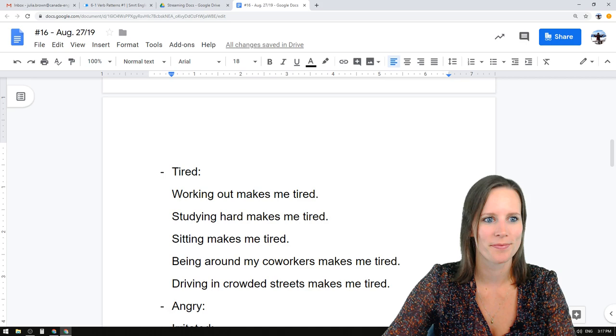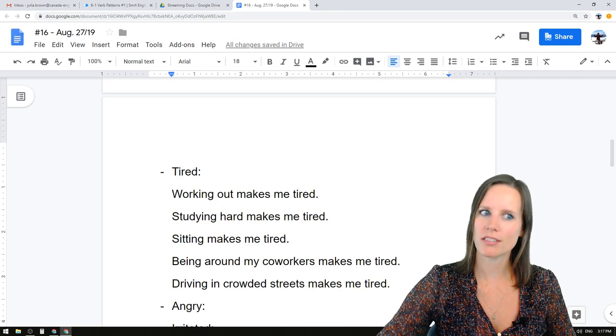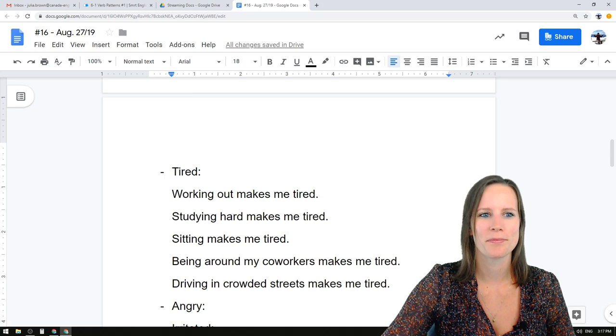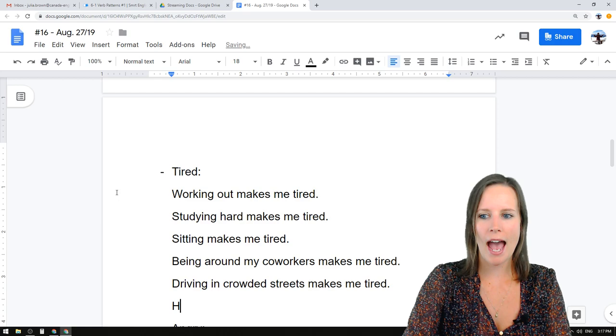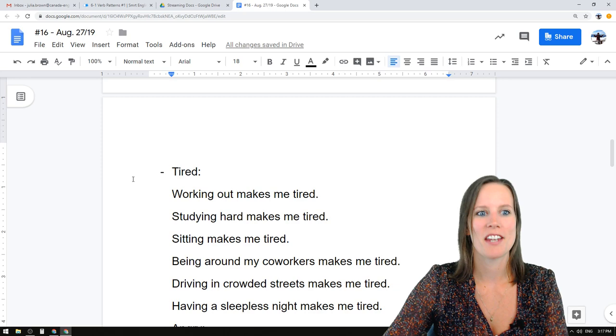Jose, studying English makes you so happy. Good. Working all day long, not a long, just long. Ivan, good. Working all day long makes you tired. Badar, socializing exhausts you. Oh, sometimes me too. So Hamuz, you can say having a sleepless night makes me tired. Okay, that's great. Jacqueline, ironing makes you tired. Yeah, me too.